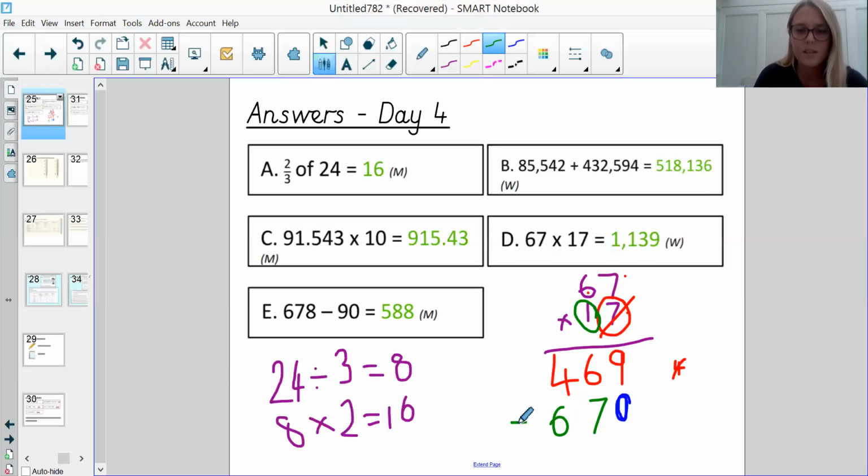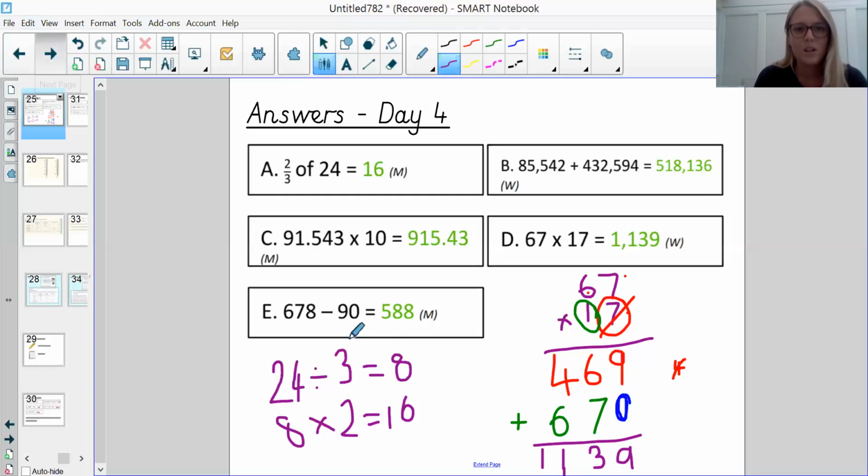So now, last step, I need to add these two numbers together. Okay, so 9 plus 0 is 9. 6 plus 7 is 13. So 3, carry the 1 because it's the tens digit. 6 plus 4 is 10, plus the 1, 11. Okay, so 1 there and 1 there. So 1,139. Okay, so give yourself a score out of 5. Hopefully we've got some more 4s and 5s today and a lot of 5s tomorrow.